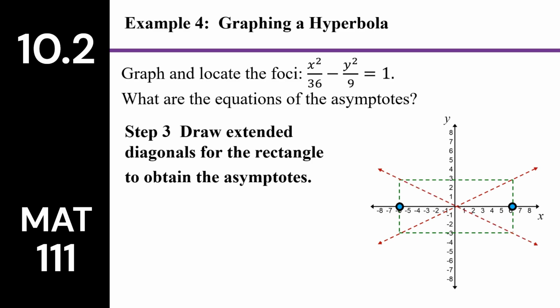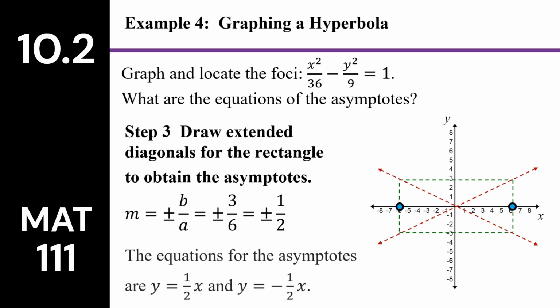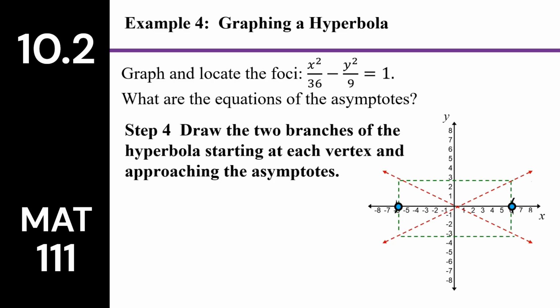These are our asymptotes. We were asked to find the equations of the asymptotes. So our slope will be m equals plus or minus b over a. Remember that slope is the change in y over the change in x, so that can help remind us that that 3 is obtained by taking the square root of what's underneath the y term, and the 6 is found by taking the square root of what was underneath the x term. The slope reduces to plus or minus 1/2, so the equations are y equals 1/2 x and y equals negative 1/2 x. We then can draw the two branches of the hyperbola starting at each vertex and approaching the asymptotes.